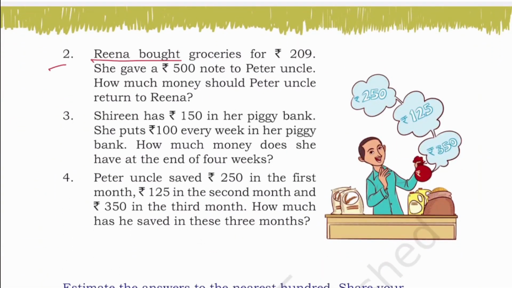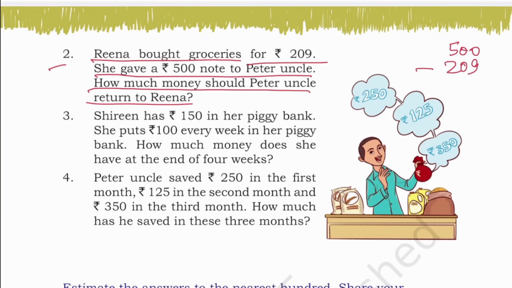Similarly, second question, Rima bought groceries for rupees 209. She gave a 500 rupee note to Peter uncle. How much money should Peter uncle return to Rima? That means you have to subtract 209 from 500.